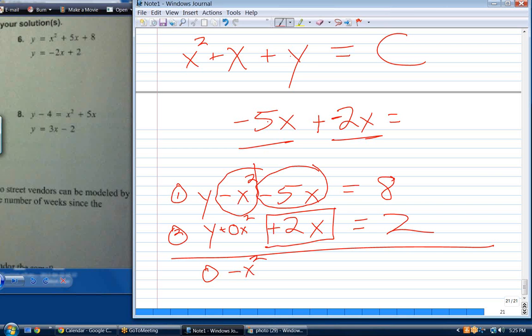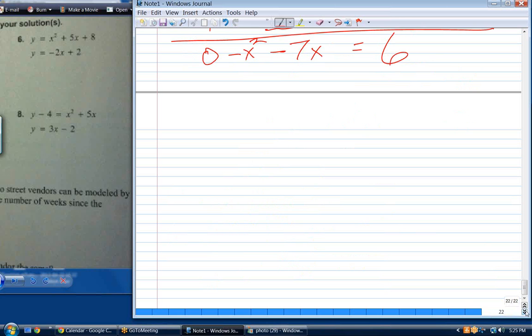Okay, so what's a minus 5x plus a minus 2x? What's minus 5 plus a minus 2? Oh, negative 7. So this answer down here is minus 7x. And then what's 8 minus 2? 6. Okay. So now we have the familiar quadratic that we've been looking at all day.